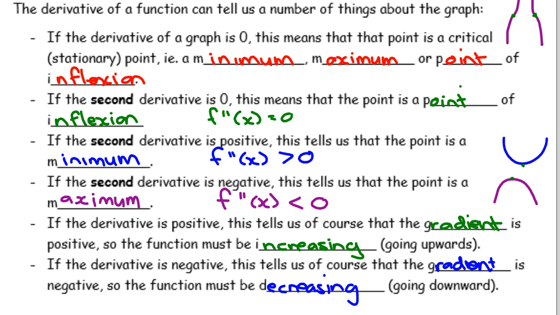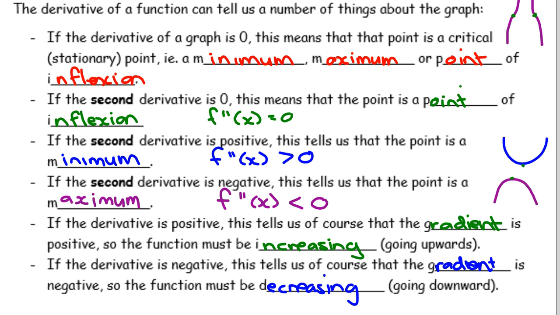If the second derivative is 0, this means that it was a point of inflection, so f''(x) equals 0, that's a POI. If the second derivative is positive, then it means it was a minimum, positive smiley. If the second derivative turns out to be negative, less than 0, then it was a maximum, it was frowning. That's the second derivative test.